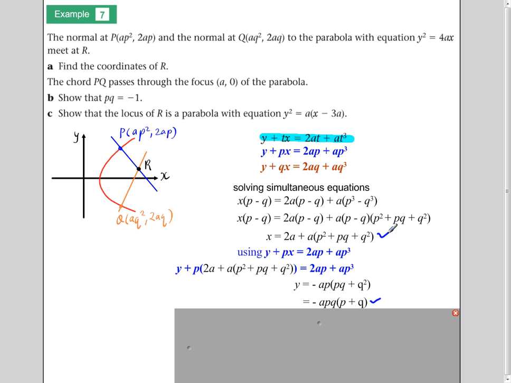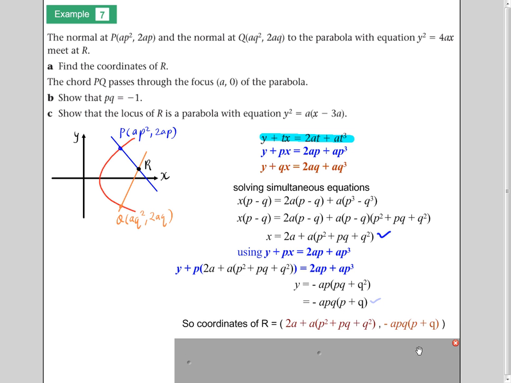So I've got the coordinate of x and the coordinate of y. Putting them together, that's the coordinate of the point R. And R is the intersection of the normal passing through P and the normal passing through Q.